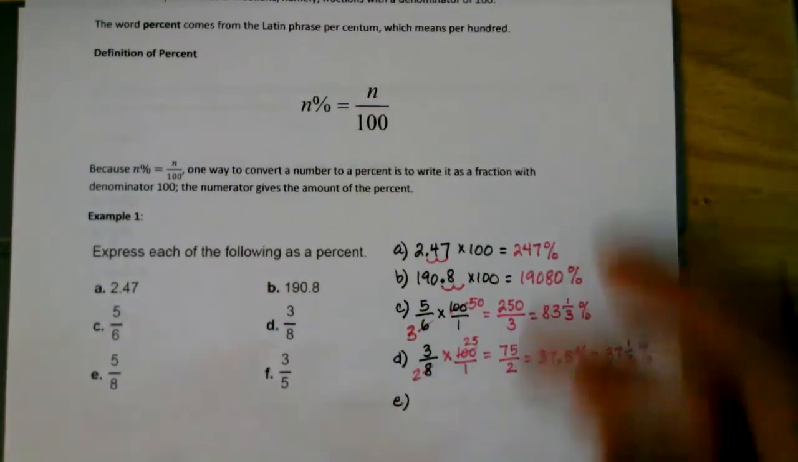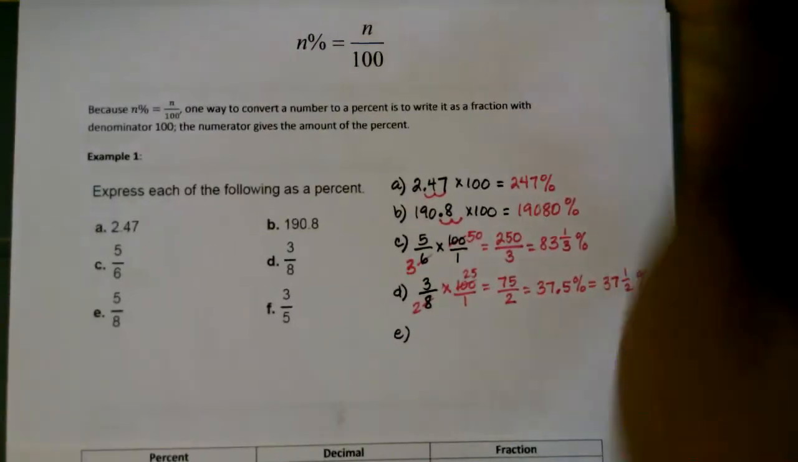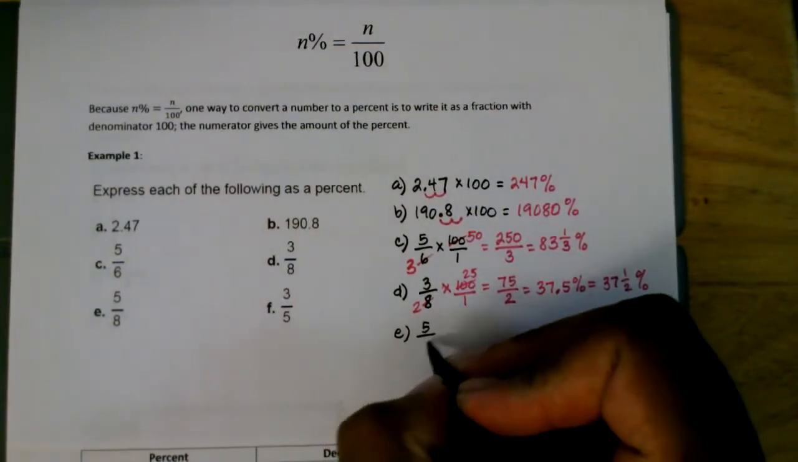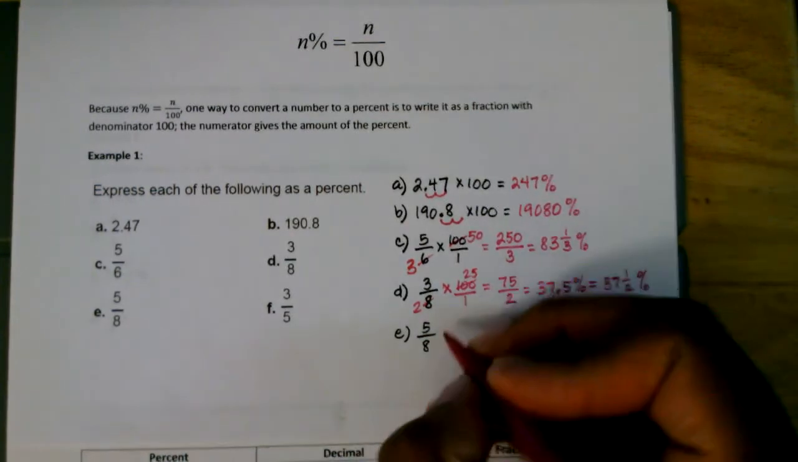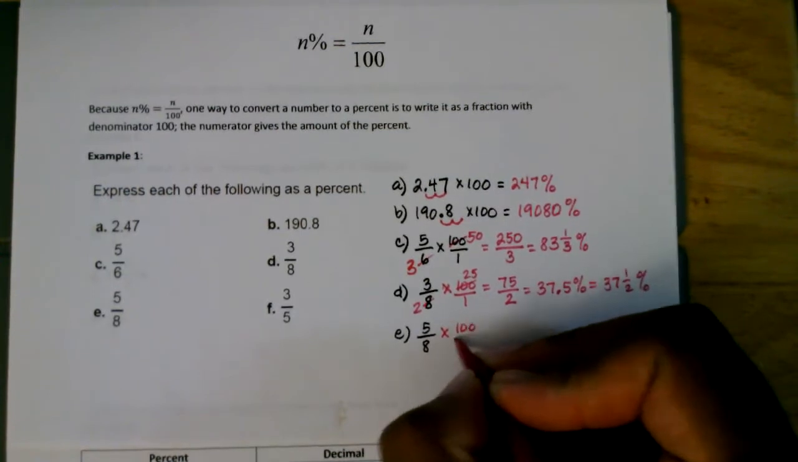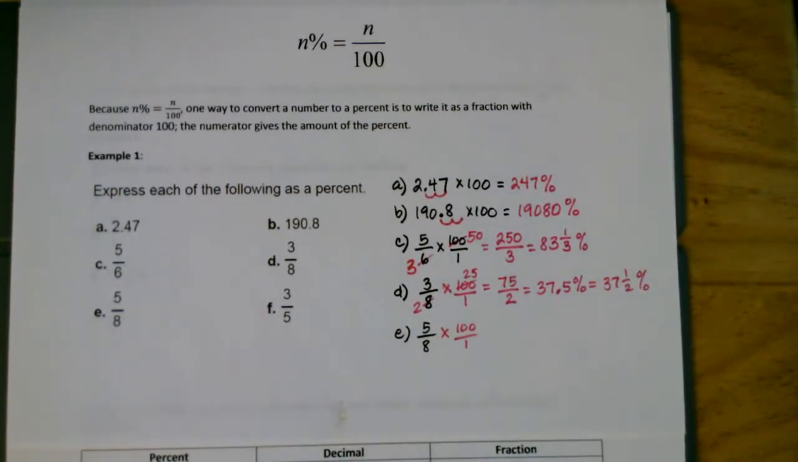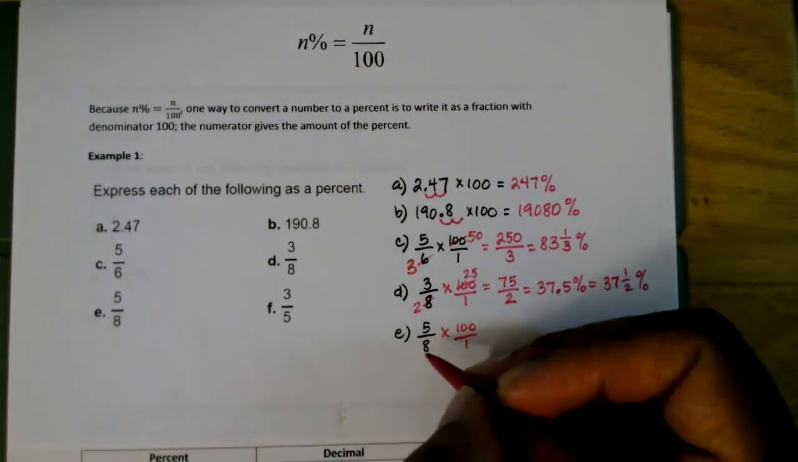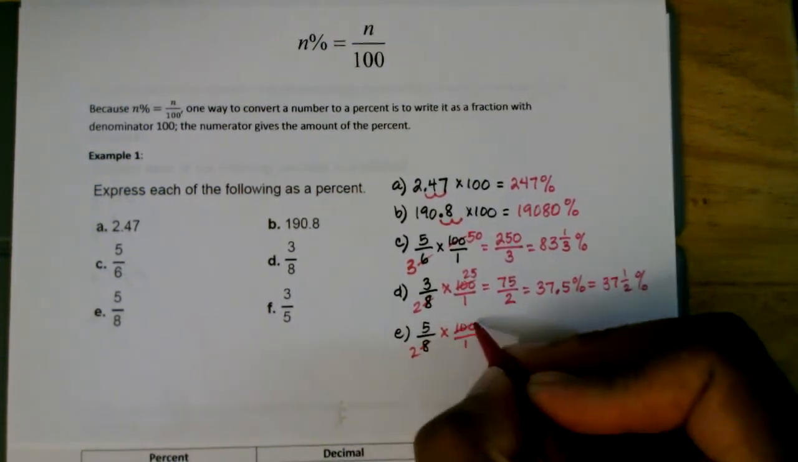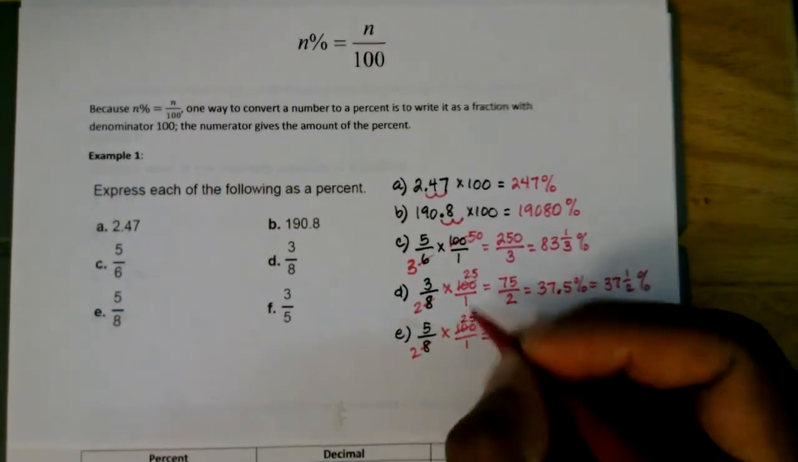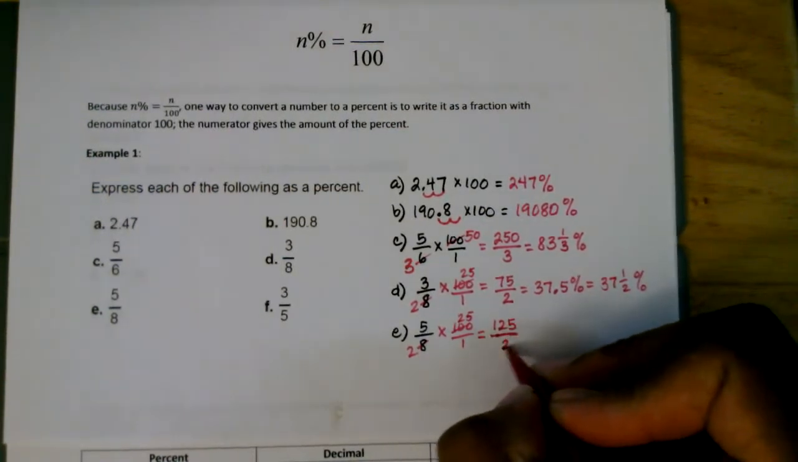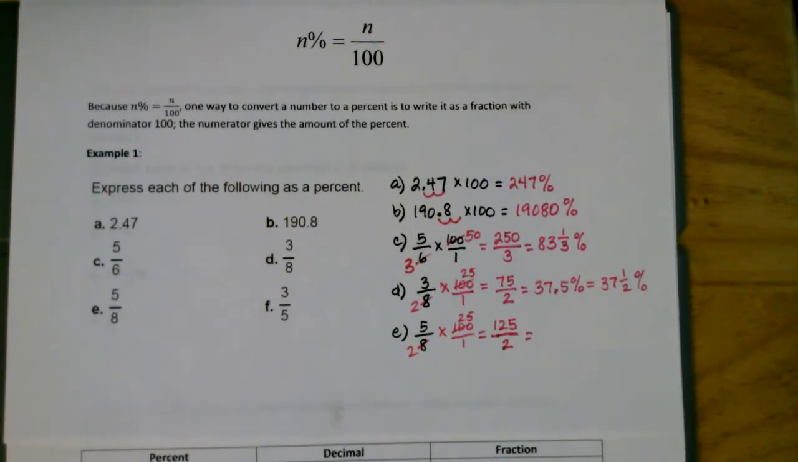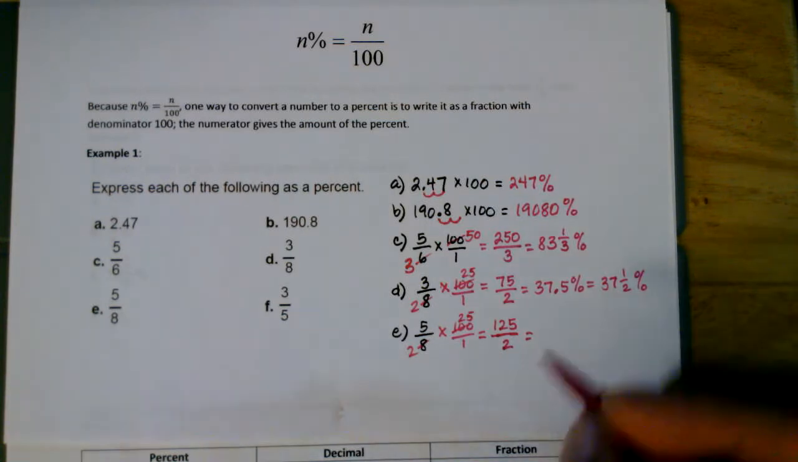All right, part E. 5/8%. Well, 5/8, we need to change that to a percent. Well, 5/8 is a fraction, so let's change that to a percent by multiplying by 100. And 8 and 100 have a common factor of 4. 4 goes into 8 2 times, and 4 goes into 100 25 times. Here, 5 times 25 will be 125 divided by 2. And 125 divided by 2 will be 62.5%.